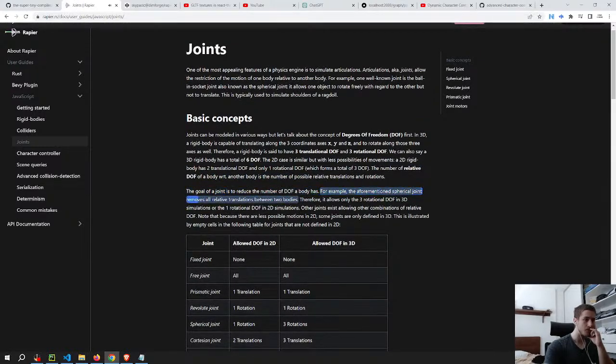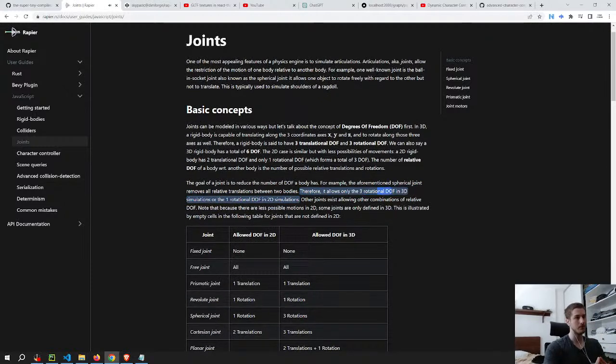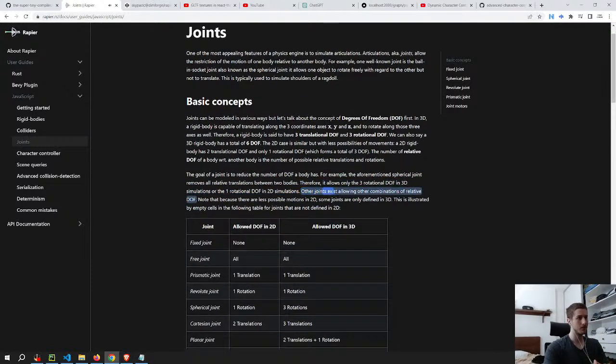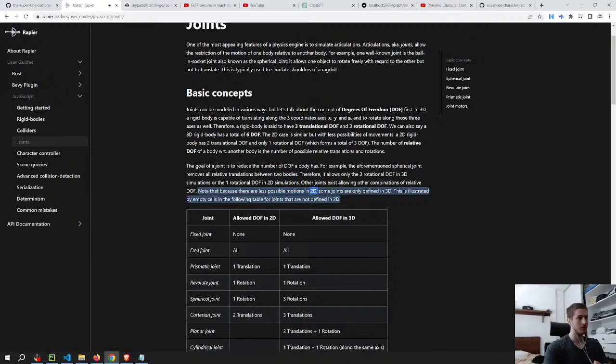For example, the aforementioned spherical joint removes all relative translations between two bodies. Therefore, it allows only the three rotational DOF in 3D simulations or the one rotational DOF in 2D simulations. Other joints exist allowing other combinations of relative DOF. Note that because there are fewer possible motions in 2D, some joints are only defined in 3D. This is illustrated by empty cells in the following table for joints that are not defined in 2D.